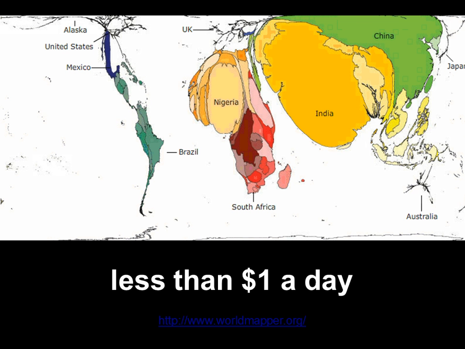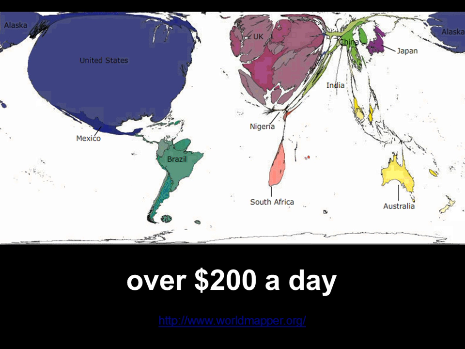Now, a little more serious. Taking it down, this is the world literally. This is not some figurative map. This is literally the world according to the population size of people who have less than $1 a day. Europe, the United States, you can barely even see it. Now here's the world based on population size according to who has over $200 a day.